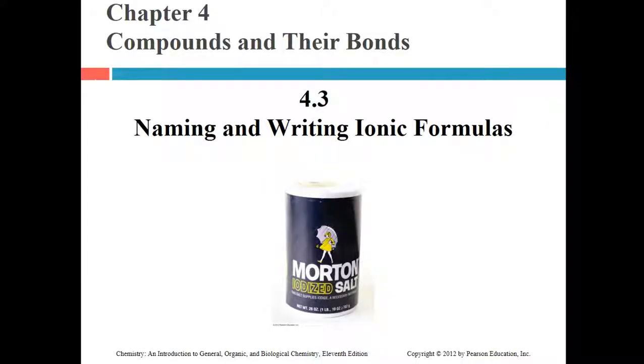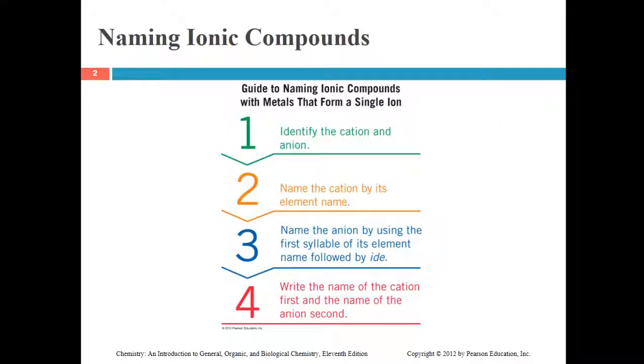4.3, naming and writing ionic formulas. When we're doing this naming, we first have to identify if it's an ionic compound so we know which set of rules to use. We do that because the first one's a metal. So you'll notice the guide to naming ionic compounds with metals that form a single ion.